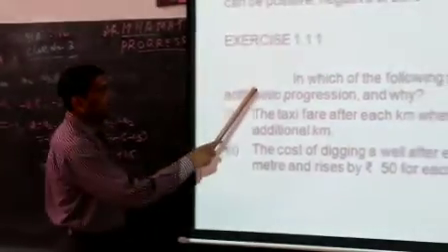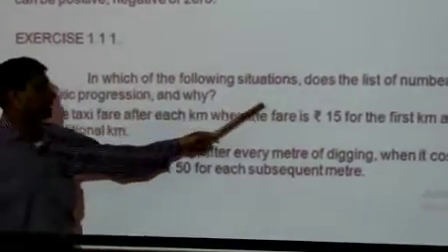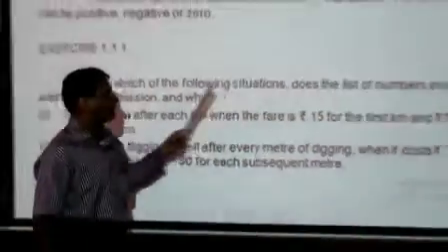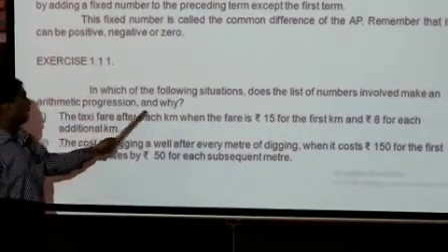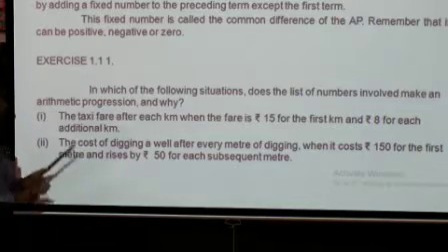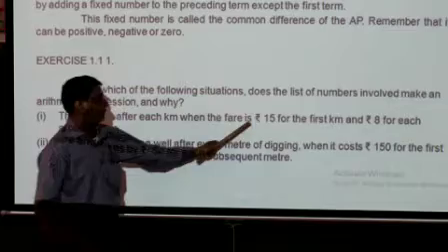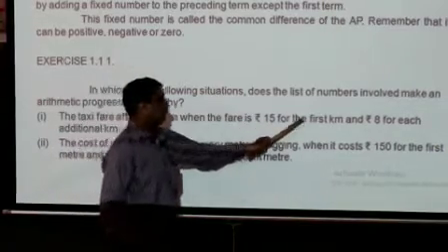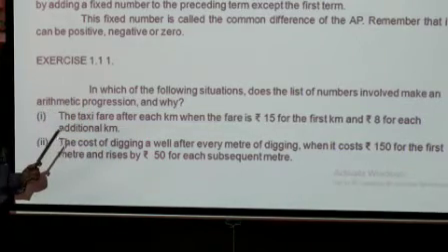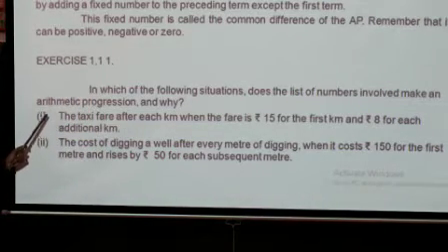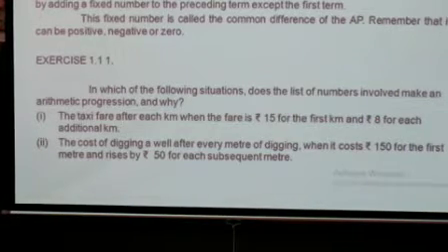Understand the question? You have to write this into your classwork: in which of the following situations does the list of numbers involved make an arithmetic progression, and why? See, first one, the taxi fare after each kilometer, when the fare is rupees 15 for the first kilometer and rupees 8 for each additional kilometer. You all have traveled using a taxi or auto. You know there is a minimum fare. For example, I take an auto, and the minimum fare is 25 rupees.